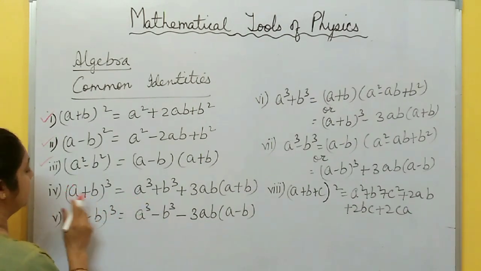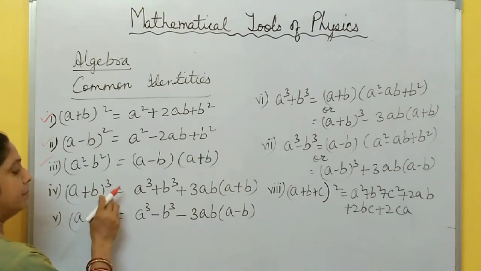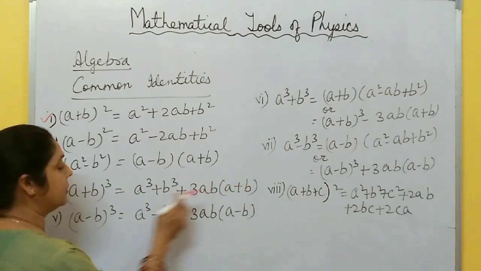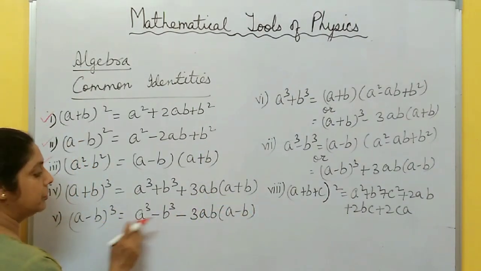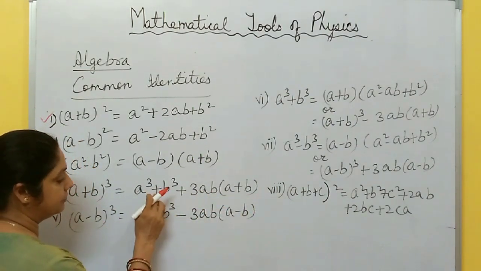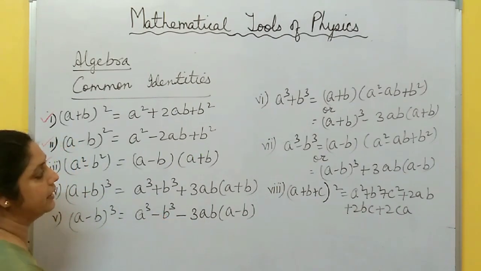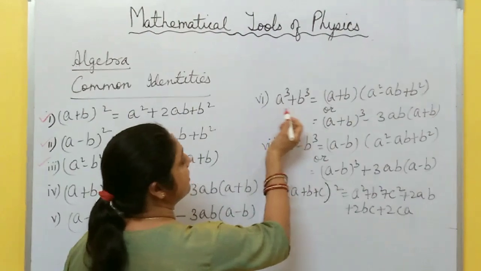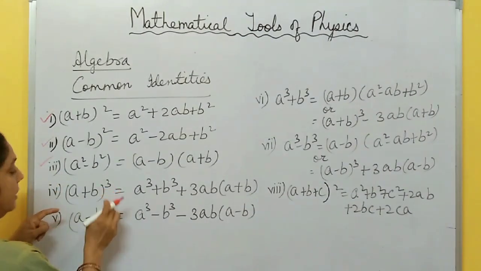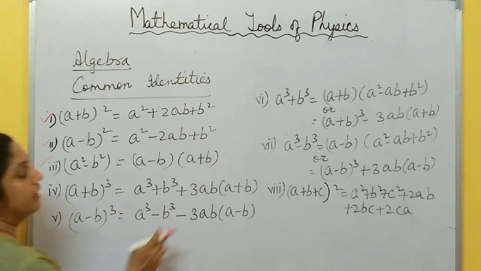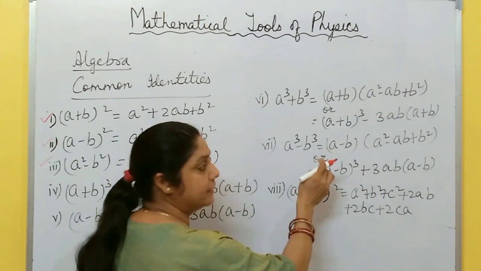Other formulas are also there: (a + b) whole cube, (a − b) whole cube. In (a + b) whole cube, all terms are positive: a cube plus b cube plus 3ab(a + b). In (a − b) whole cube, in place of the plus sign, there is a minus sign: a cube minus b cube minus 3ab(a − b). Then next, the sixth one, a cube plus b cube. Next one, a cube minus b cube.